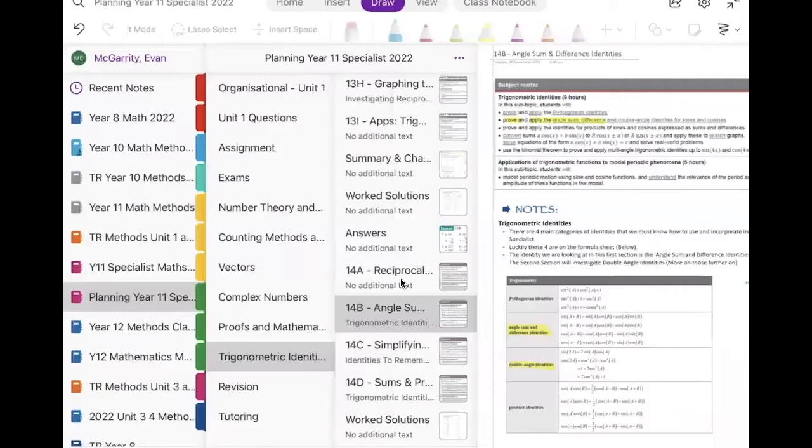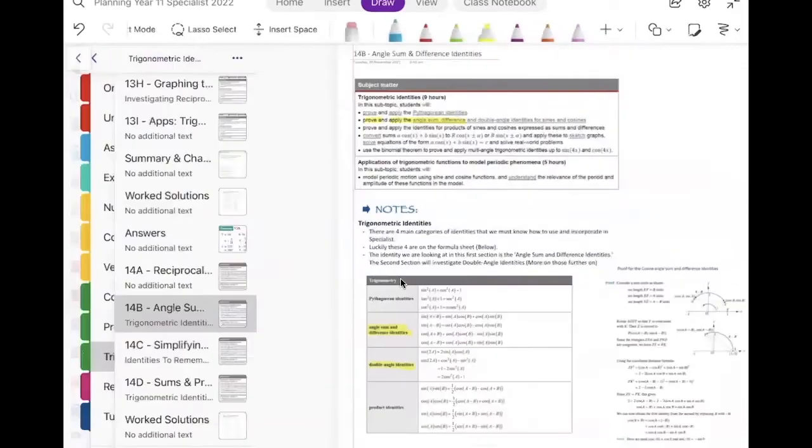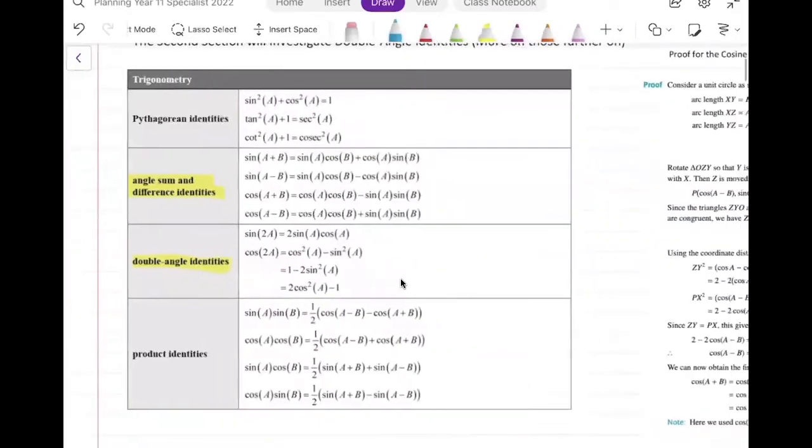Welcome back, everyone. We're looking at chapter 14b today, which is on angle sum and difference identities. This is really where we're looking at these formulas that we see on our formula sheet here. Now, because these are on a formula sheet, we don't really need to worry about the proofs or even really memorizing them. One thing I will point out is that our angle sums here, and our angle differences are here.